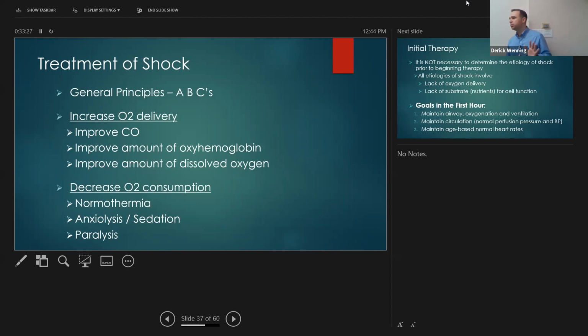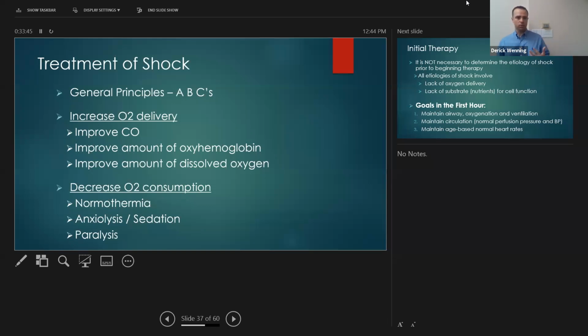General principles always apply, okay? In the setting of a truly sick child, when people are running around like crazy, stop and just remember your ABCs, okay? Is the child breathing appropriately? Does the child need intubation right now? Is the child really too tachypneic? Do we need to be placing them on supplemental oxygen? One would argue yes for just about all of these kids.